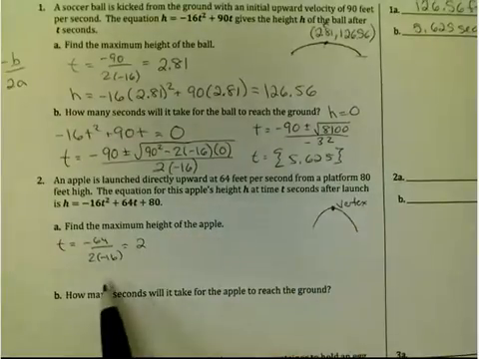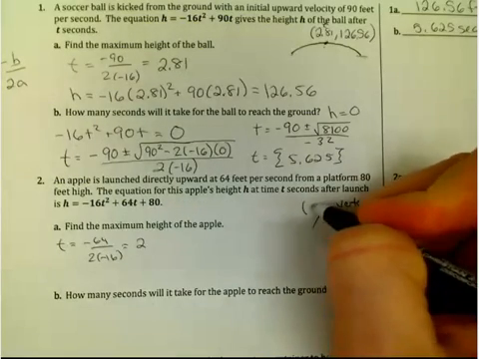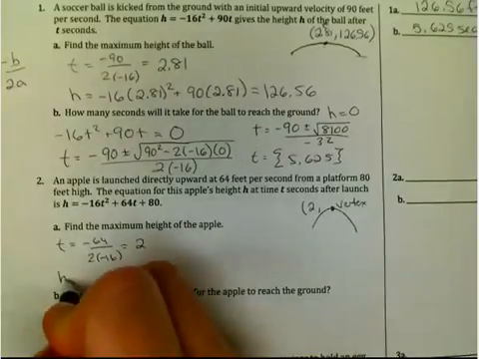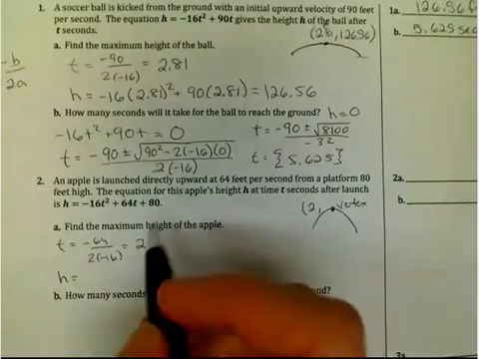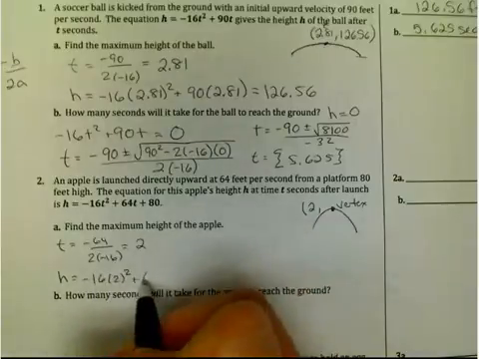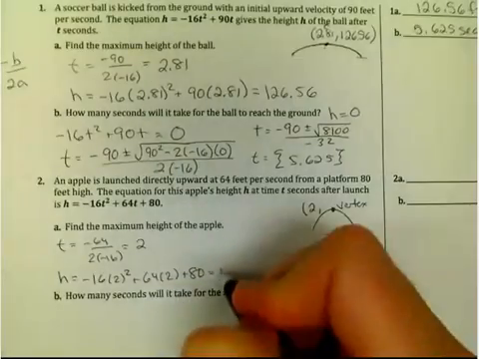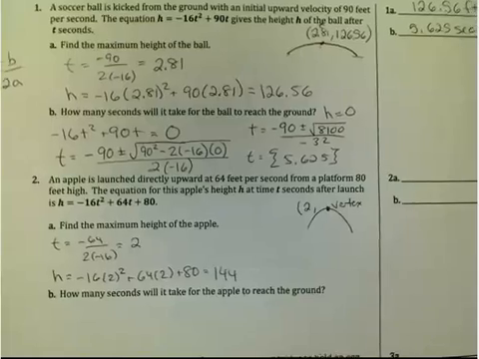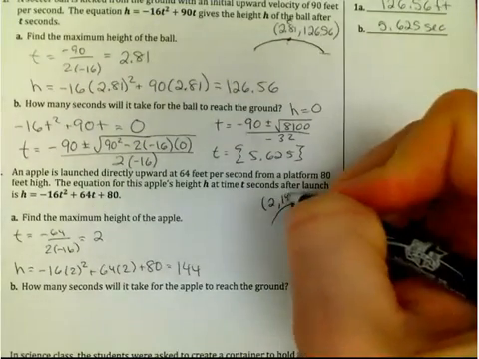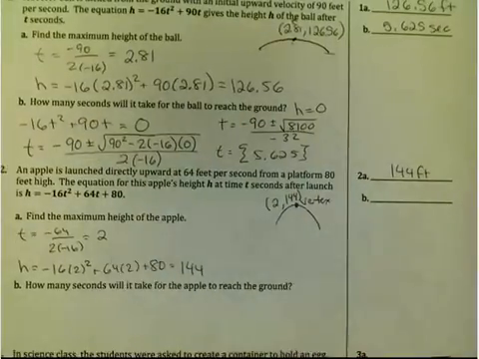And then I want to find out what my height is, so that'll be the other part of this coordinate. I know the vertex so far is 2, and now I need to figure out what that h value is. So I'm just going to plug my t value in for h. That will be negative 16 times 2 squared plus 64 times 2 plus 80, and that is going to equal 144. So our answer for part A is 144 feet. My vertex, that maximum spot, is going to be at the point (2, 144).